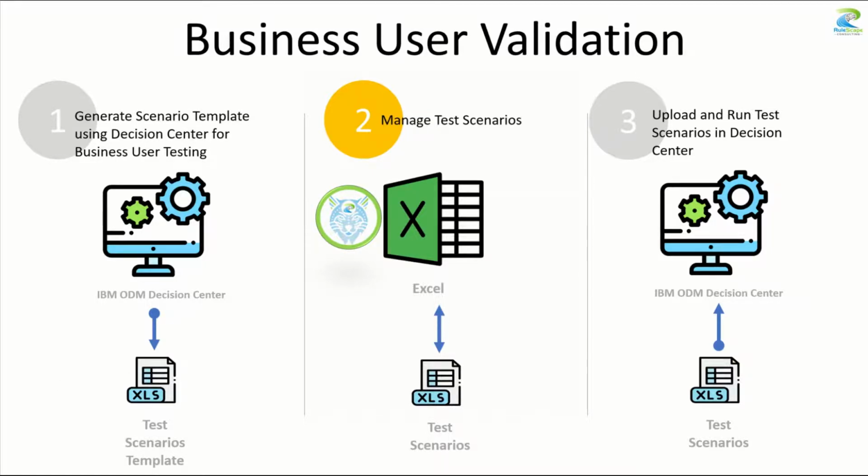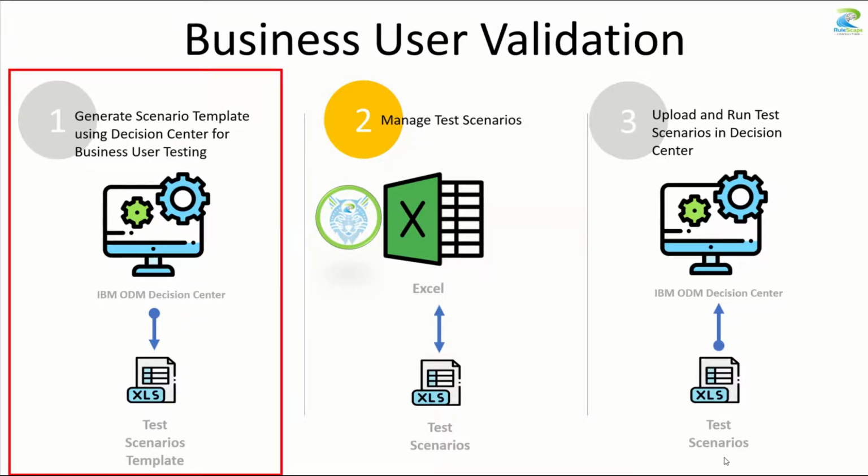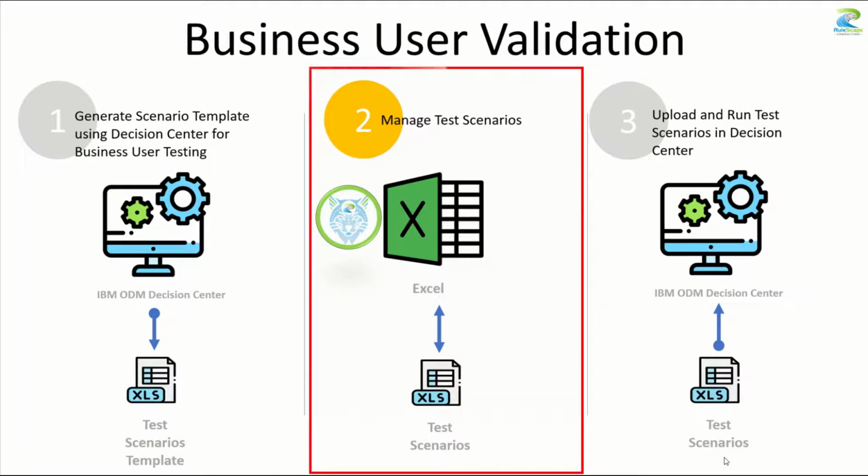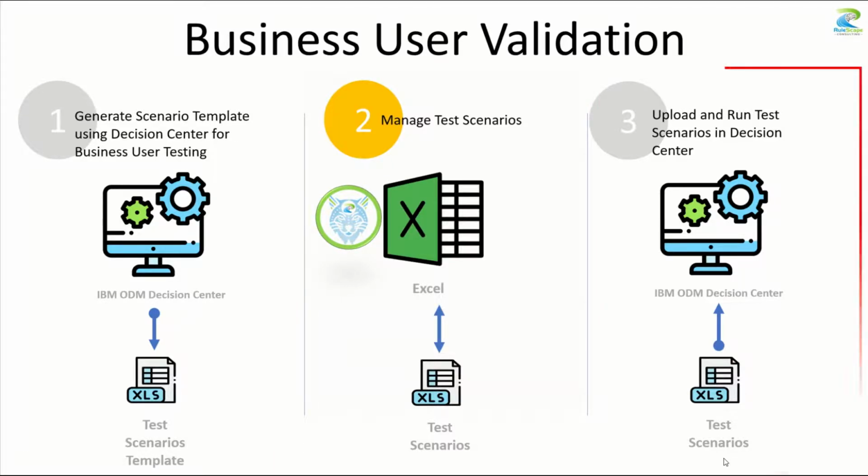Business user validation is a critical part of a successful decision service implementation, and IBM's Operational Decision Manager, or ODM, provides a wonderful capability where test scenarios can be defined by a business user using Excel. This involves 3 steps. 1. Generate the scenario template. 2. Add test scenarios. And 3. Upload and run in Decision Center.